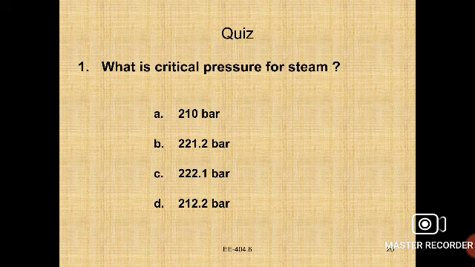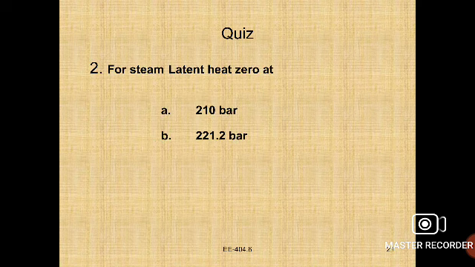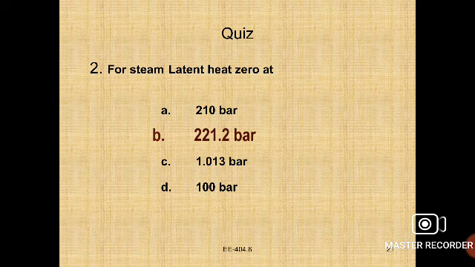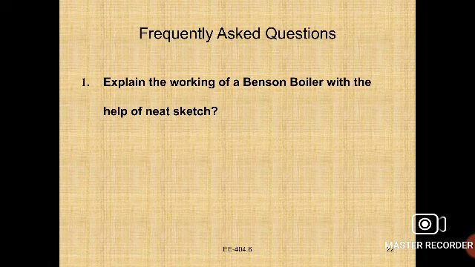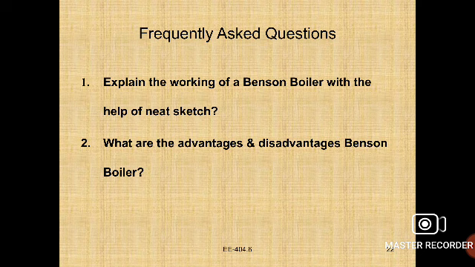The critical pressure of steam is 221 bar; latent heat is 0 at 221.2 bar. So what are the frequently asked questions? Explain the working of the Benson boiler with the help of a neat sketch. We need to draw the figure of the Benson boiler, and then explain in detail its working and function. Each and everything we need to write.